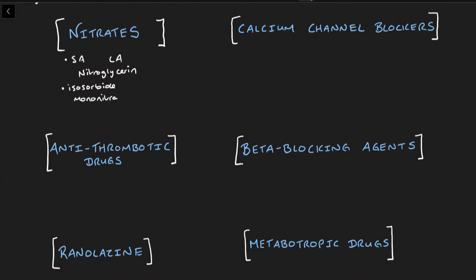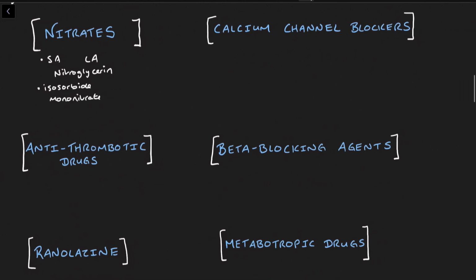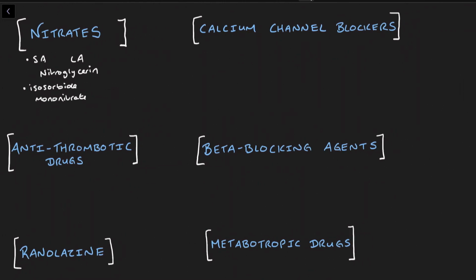So the next classification of drugs are calcium channel blockers such as amlodipine, diltiazem and verapamil.